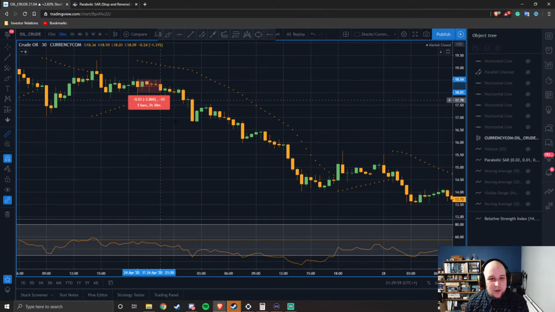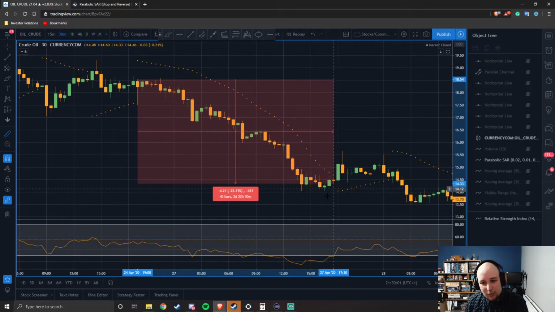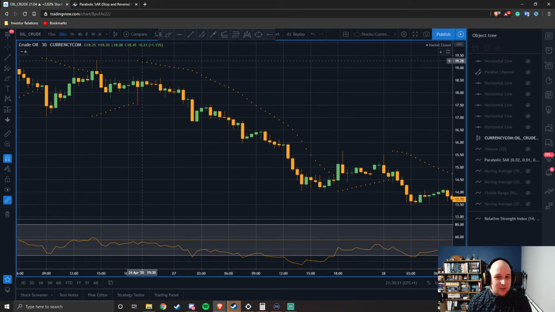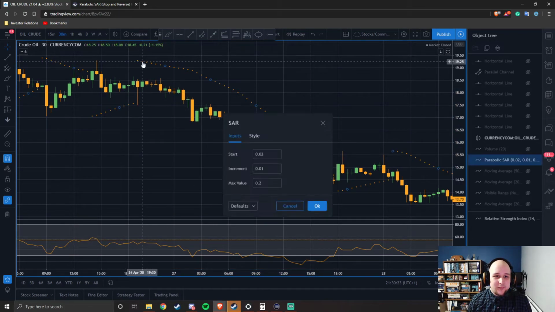We'll say that you opened it at the top of the wick, and we will say that you closed it here at the bottom of this green candle when it flipped over. So that's a 21.95% profit over 44 bars, which is 22 hours, so just under a day. A pretty healthy profit.